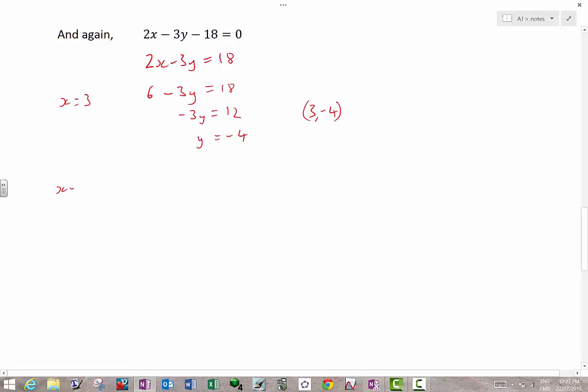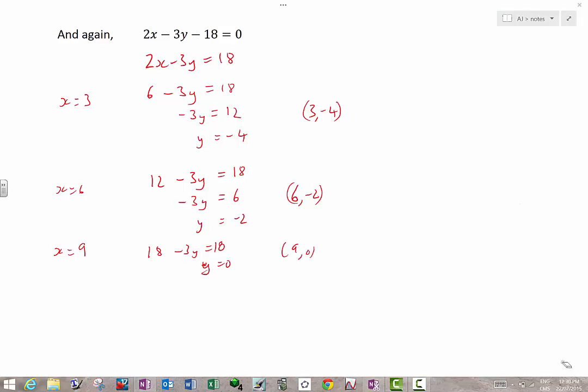If x equals 6, for example, then 2x would be 12. So 12 minus what equals 18? Well, minus 3y would have to equal 6. So y would have to equal negative 2. So (6, -2) lies on this line. And again, if x equals 9, then 2x would equal 18, in which case we're already done, so y would equal 0.